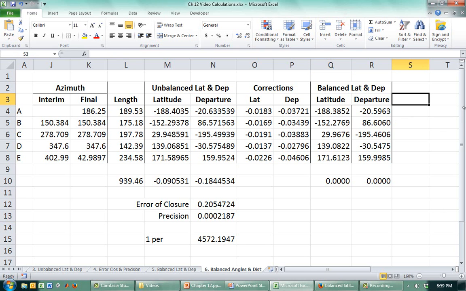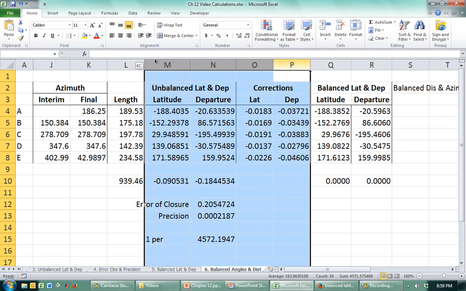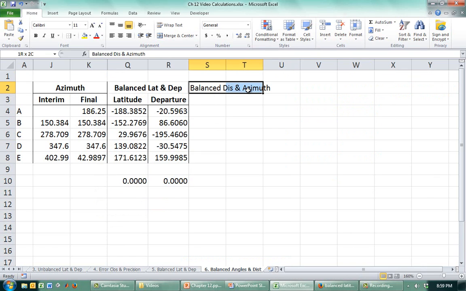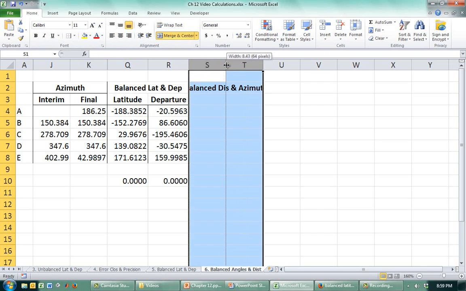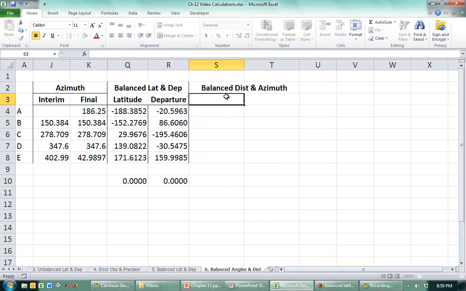Okay, so we're going to do balanced distances and angles, or azimuth. All right, so I can actually hide this, and I can hide this. Actually, I can hide pretty much all of this. I'm not going to hide my azimuth because I want to see what it looks like and make sure I'm adjusting correctly, because my balanced azimuths and distances should be very, very close. It's just a question of making it perfect.